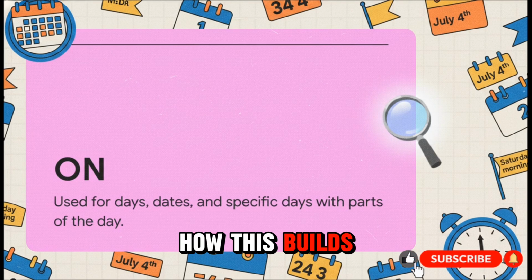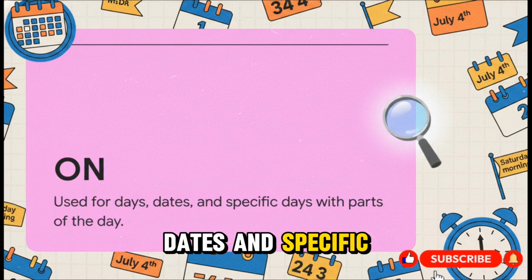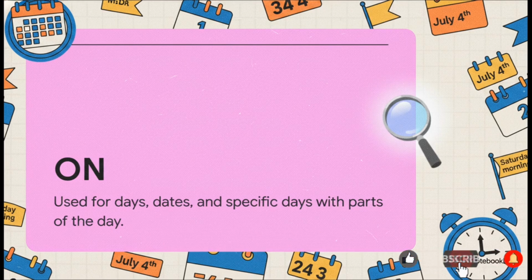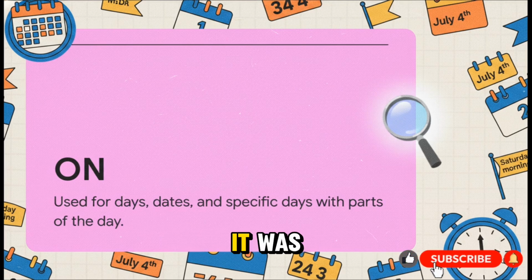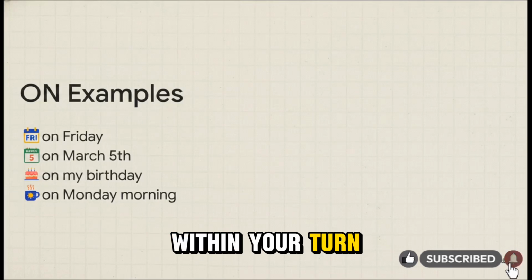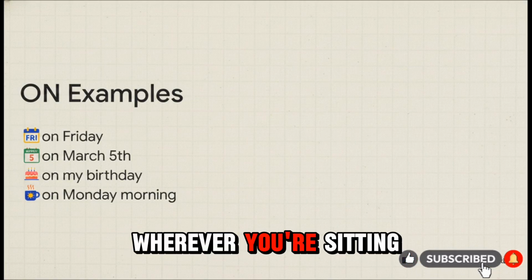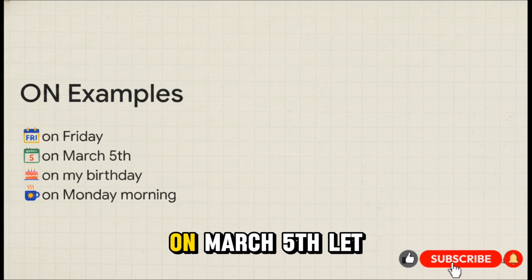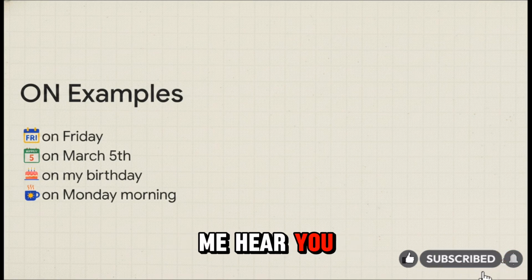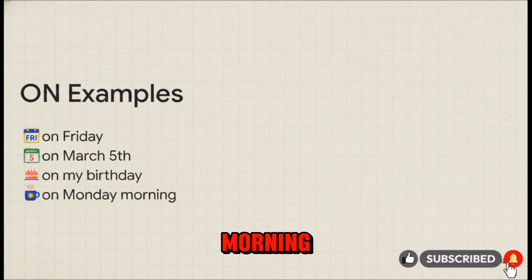Do you see how this builds? We use on for days, dates, and specific days attached to parts of the day. So our time window just got a little bit narrower and a lot more focused than it was with in. Your turn again. Listen to my pronunciation and repeat out loud wherever you're sitting right now. On Friday. Go ahead. On March 5th. Let me hear ya. On my birthday. Nice. On Monday morning. Say it out loud.